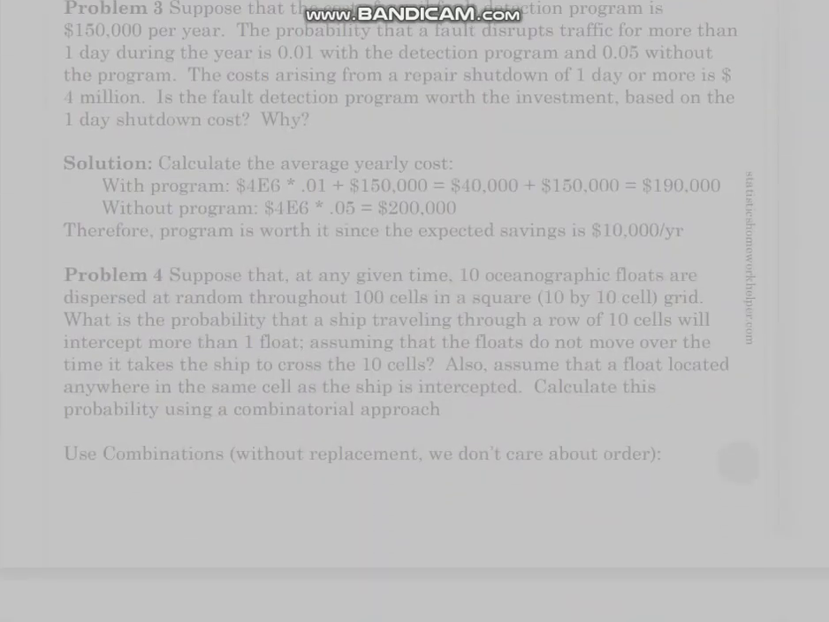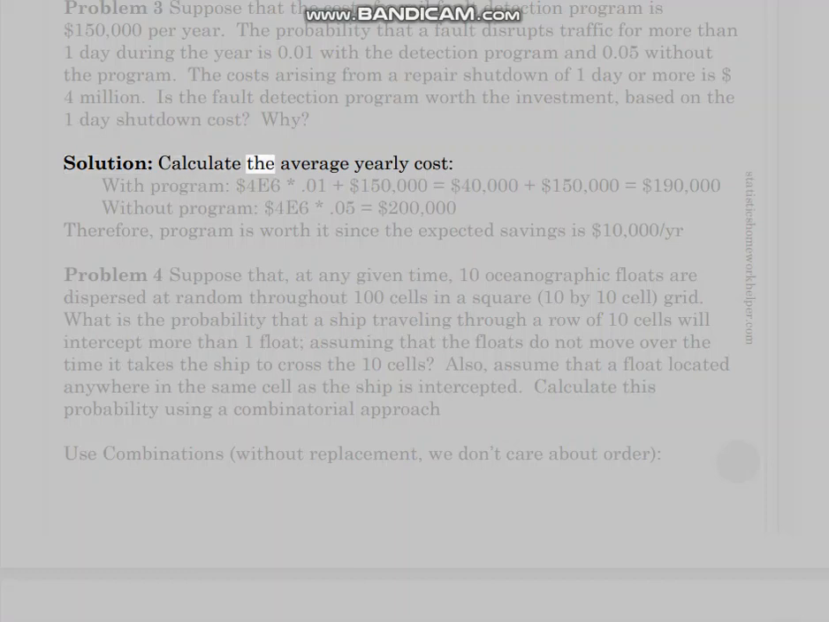Problem 3. Suppose that the cost of a rail fault detection program is $150,000 per year. The probability that a fault disrupts traffic for more than one day during the year is 0.01 with the detection program and 0.05 without the program. The costs arising from a repair shutdown of 1 day or more is $4 million. Is the fault detection program worth the investment, based on the 1-day shutdown cost? Why?